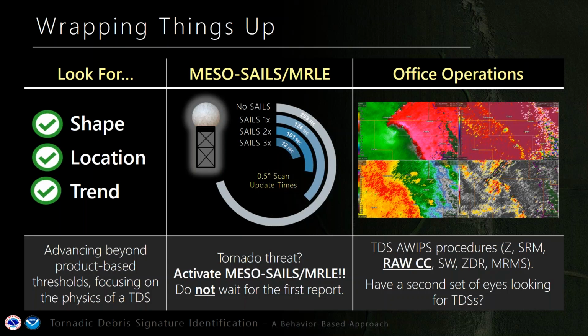If you have a tornado threat, activate the best scanning strategy to help see both the tornado development and the TDS, whether it's mesoscales or MERLE. And then finally, when it comes to office operations, utilizing the raw correlation coefficient is something I've hit on for many years, and hopefully everyone's using that by now versus the smooth level 3 stuff that is by default sometimes shown in AWIPS. It's immensely better at helping to find these smaller TDSs. And maybe even sometimes in warning operations, have a second set of eyes looking for TDSs, especially in very prime environments like high shear, low CAPE scenarios where these things can be subtle and fast evolving.